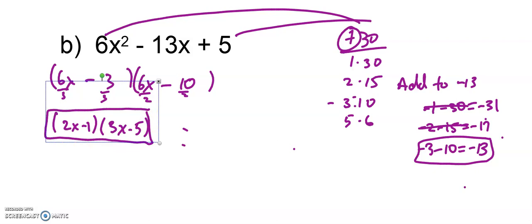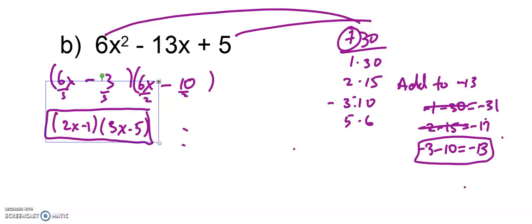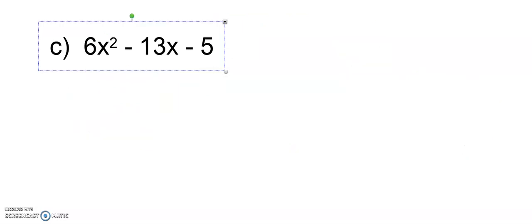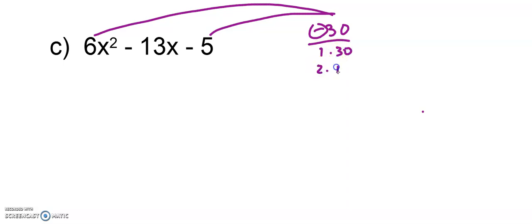Let's do one more. If I have 6x, wait a minute, that looks exactly like example B. 6x squared minus 13x plus 5. Actually, it's 6x squared minus 13x minus 5. The difference here is this subtraction sign. When I multiply the first and the last, this time I get negative 30. The two numbers I'm looking for multiply to give negative 30, so one has to be positive and one negative. My list will be the same as before.